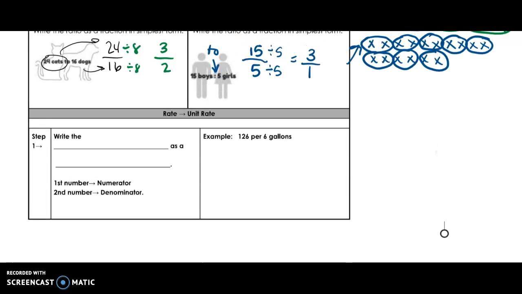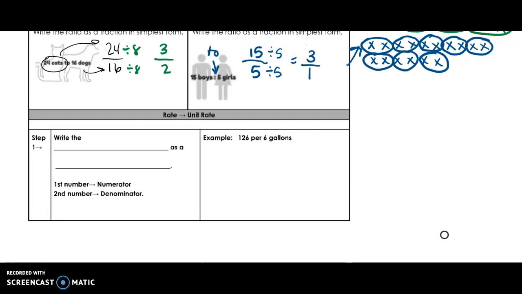Okay, so what we just did was we took a ratio, like 24 cats to 16 dogs, or 15 boys to 5 girls, and we turned that into a rate by simplifying it. And so now what we're going to do is we're going to turn a rate into a unit rate. And so step 1, we write the rate as a fraction.